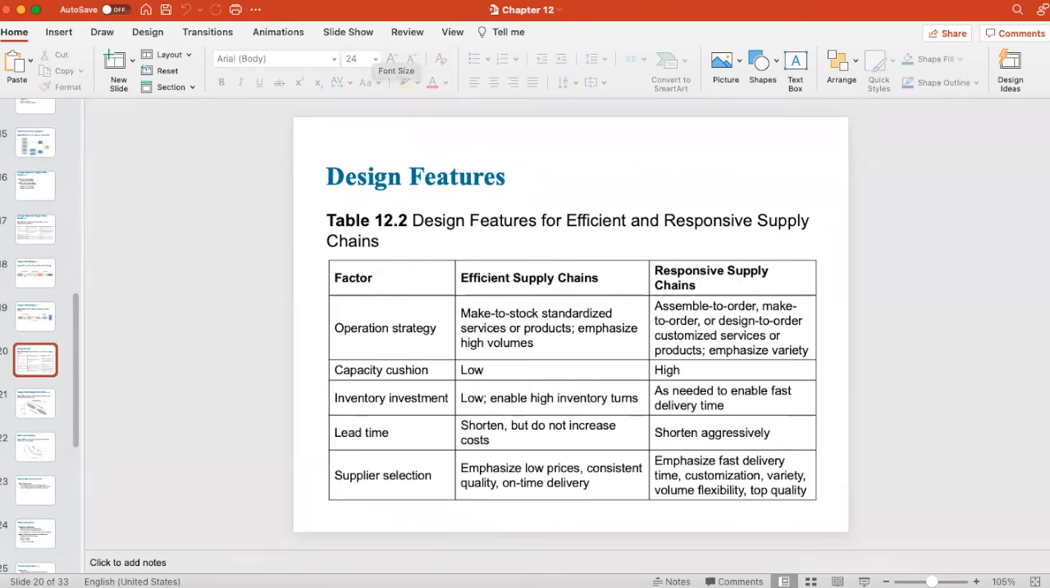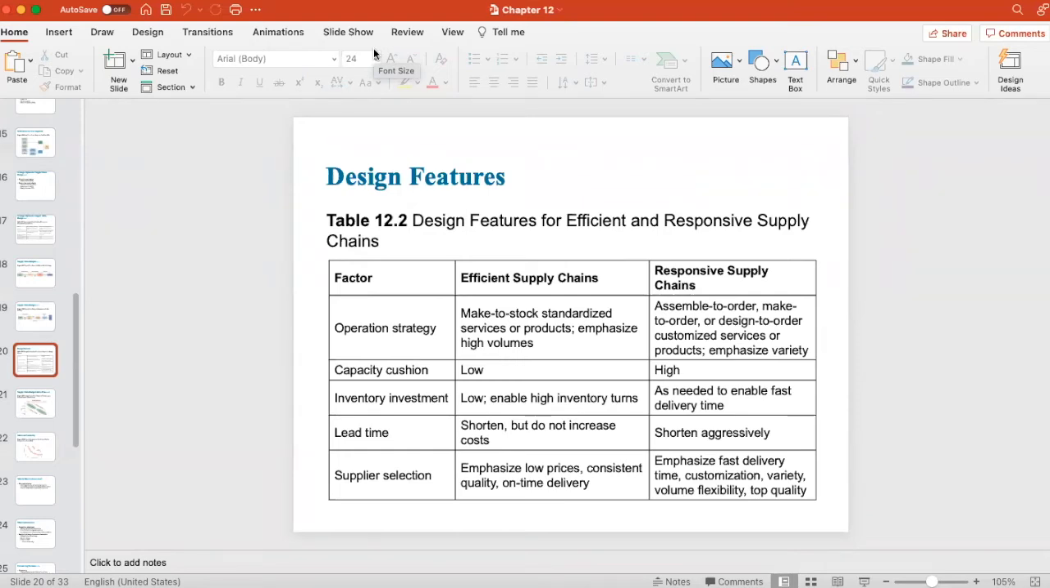Now, as to the capacity cushion dimension, we already mentioned this concept within the previous chapter. And here, when we come to the efficient supply chain and responsive supply chain comparison, we know that within efficient supply chain, the corresponding products or services are more standardized. And then it's very intuitive that the operational competition between you and your competitors is relatively more severe.